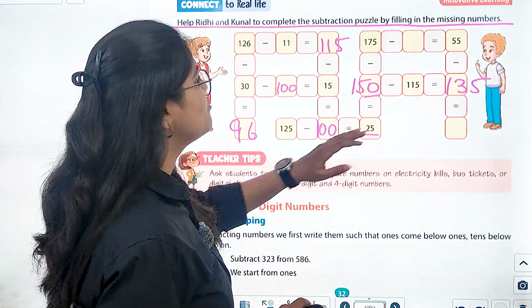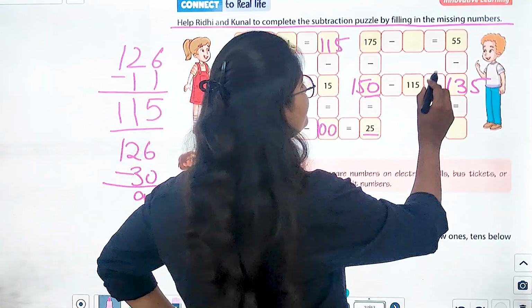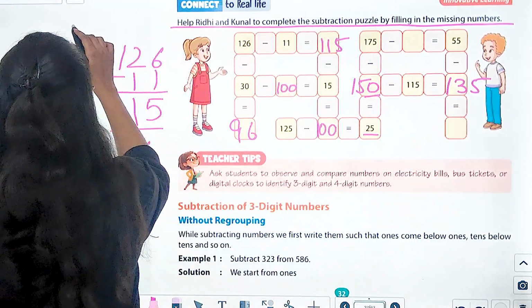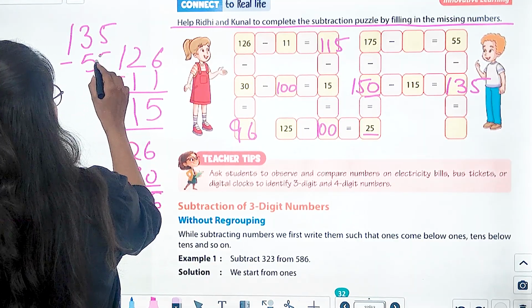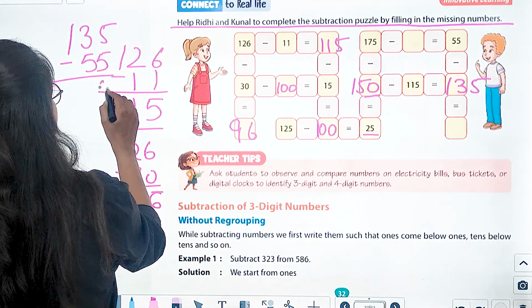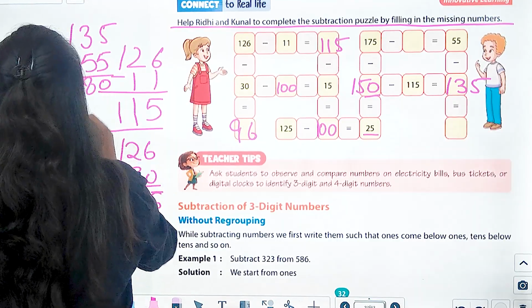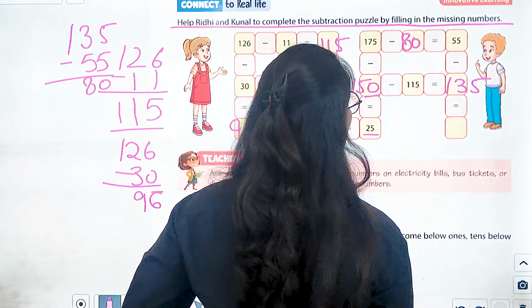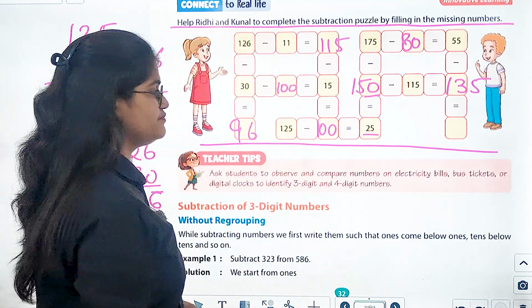Then 135 minus 55 is equal to, so let's subtract this, 135 minus 55. So it is 0, and 13 minus 5 is equal to 8, right? So we get the answer 80. Correct? So this is how we solve the puzzle.